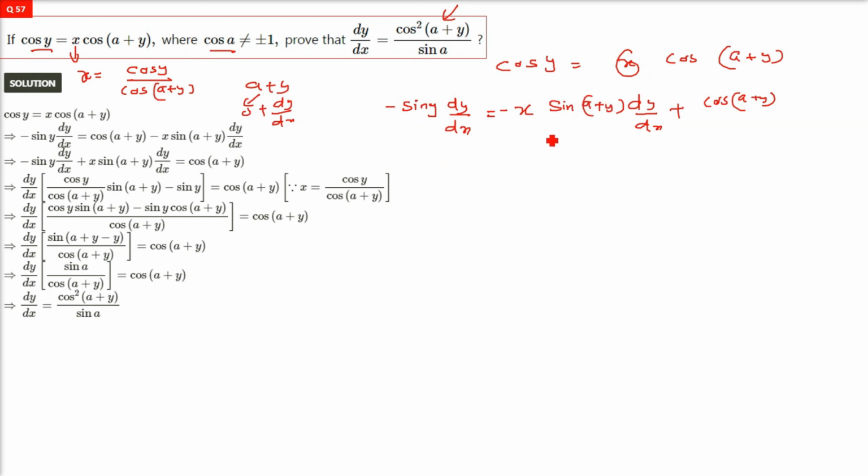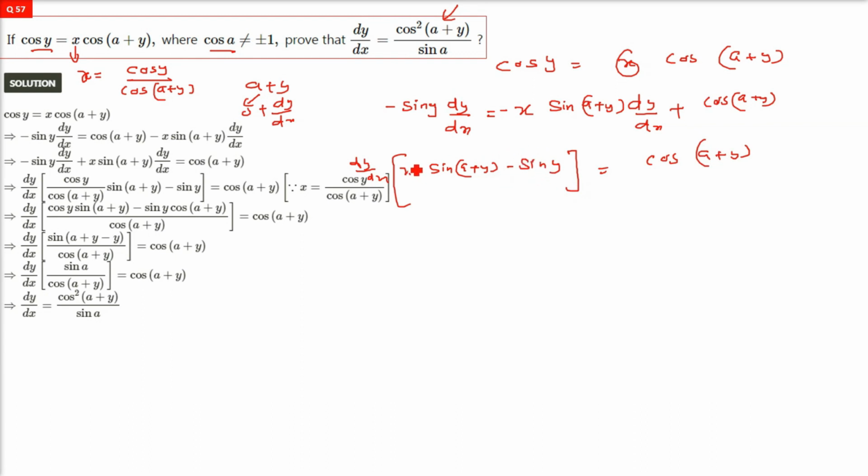That is, we are going to collect all the terms with dy by dx. So we have x sin(a plus y) dy by dx, and then on the left we have sin y dy by dx. So I'm taking the first term of the right to the left and taking dy by dx outside. So it will be x sin(a plus y), and minus sin y, and on the right we have cos(a plus y). Okay, now this x, as I said, we will be replacing sometime somewhere.